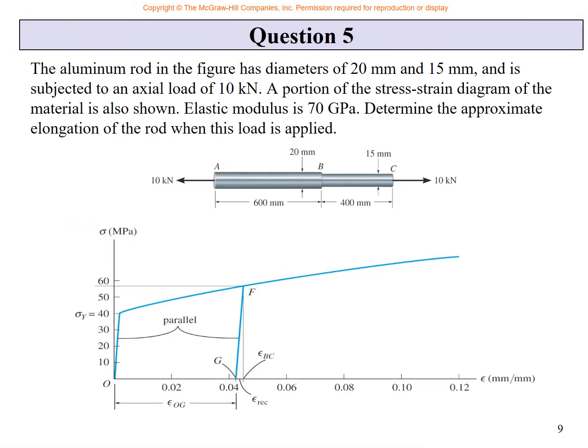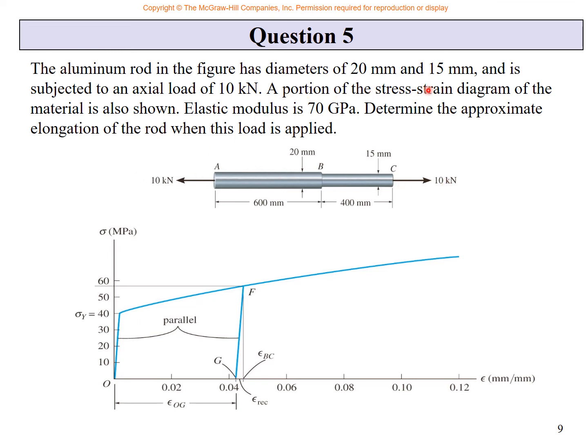Let us now move to the last and final question of the midterm, question 5. The aluminum rod in the figure has diameters of 20 and 15 millimeter, and it is subjected to an axial load of 10 kilonewtons. It is already given, right? This diameter is given, this diameter is given.